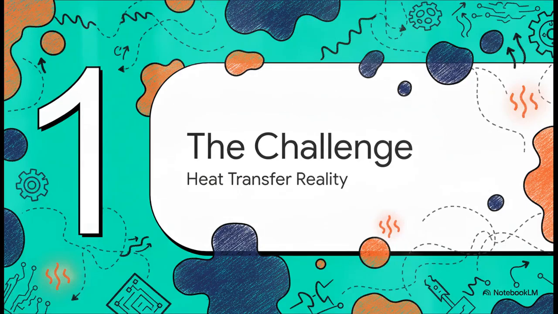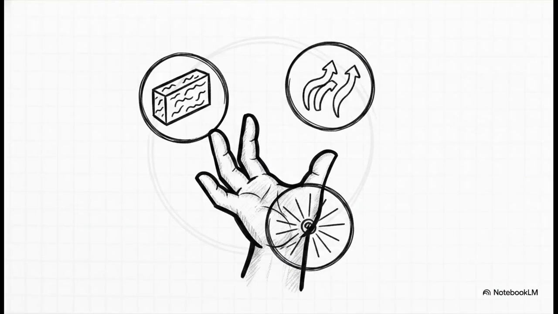All right, part one, the heat transfer challenge. So we really have to start by acknowledging the harsh reality of practical engineering. In the real world, you literally never face just one mode of heat transfer perfectly isolated in a vacuum. It's chaotic. Conduction, convection, and radiation almost always overlap, interact, and create this highly complex system.